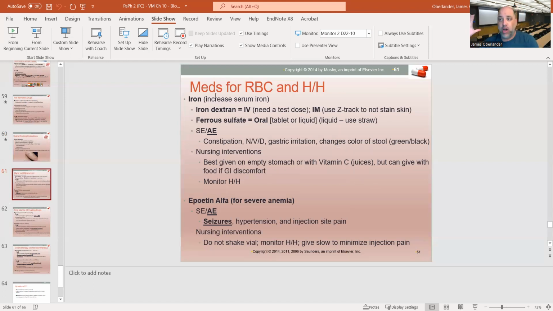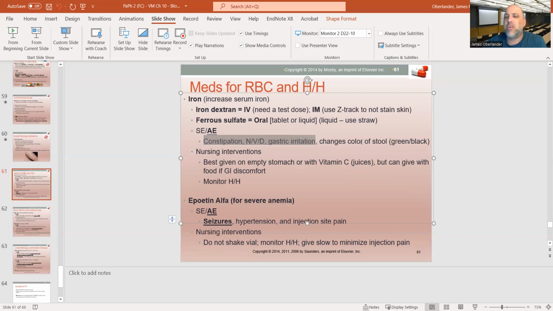So now some other drugs. Iron. I wanted to talk briefly about iron. Mentioned it in class with the iron deficiency anemia, that if you have iron deficiency anemia, you give iron. So we talked about the straw already, and if it's liquid for taking it orally, we need a straw. If it's an IM, we need to Z-track it, because this stains tissues.